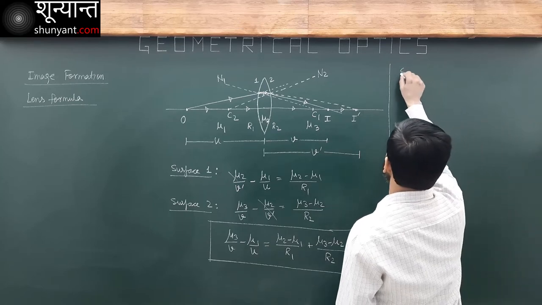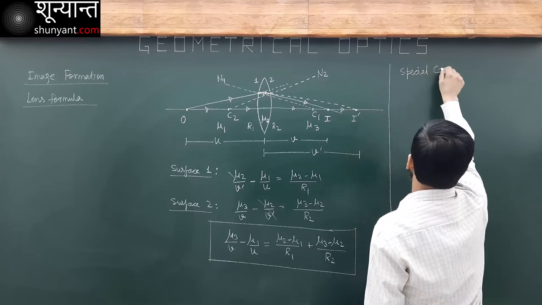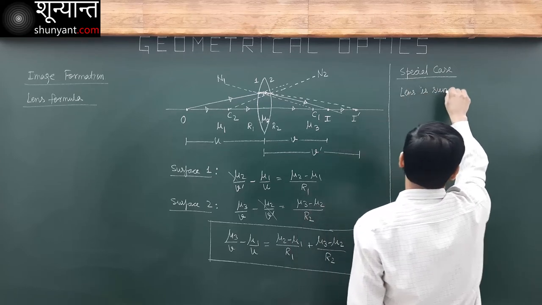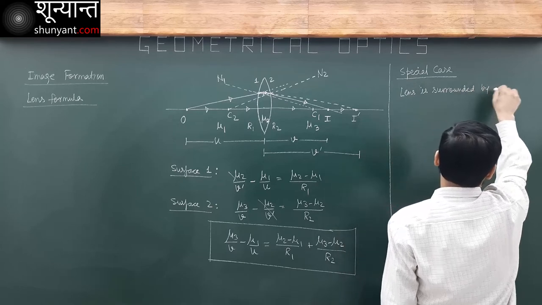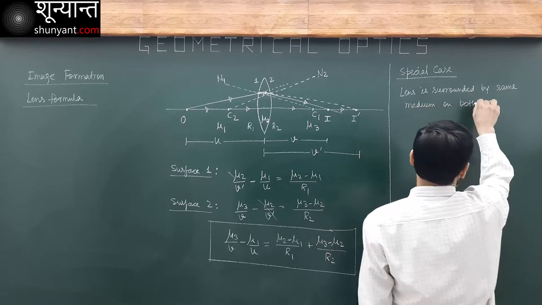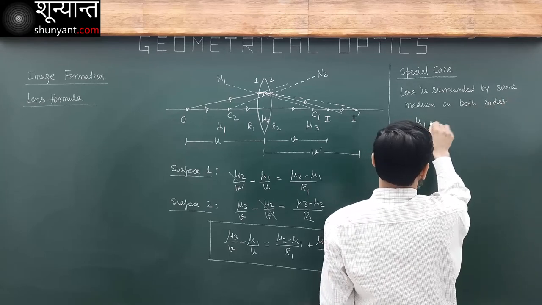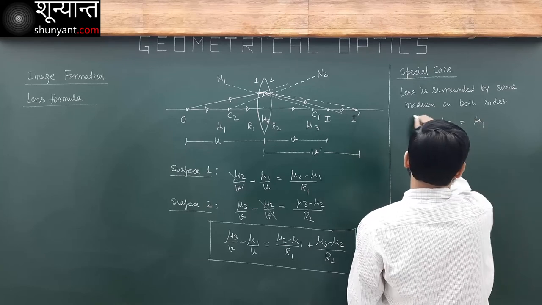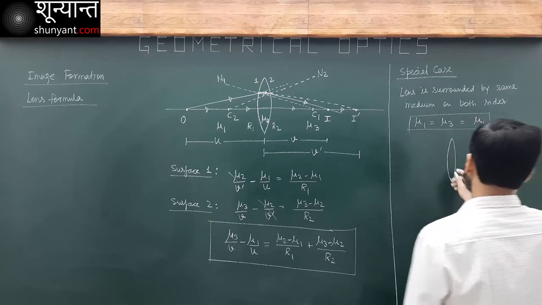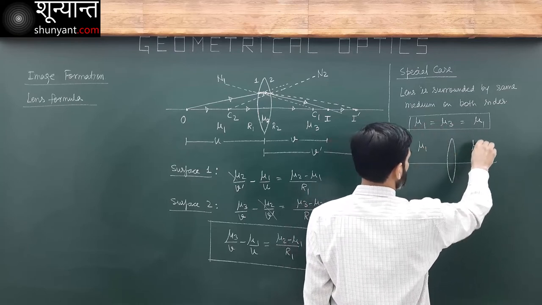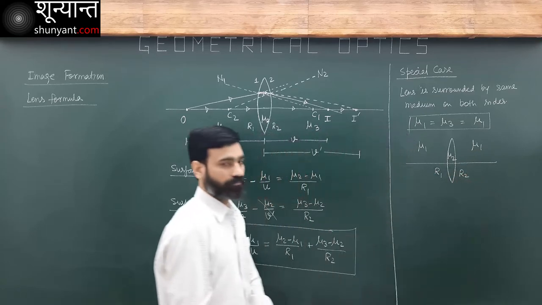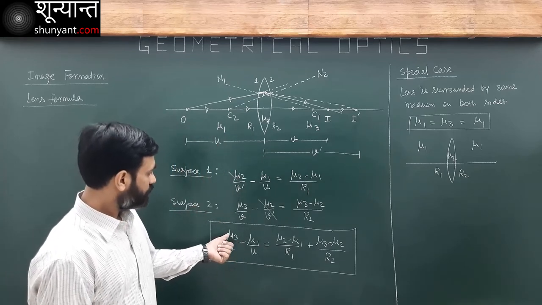Now, we are going to look at one special case. Special case: the lens is surrounded by the same medium on both sides. Mu 1 is equal to mu 3, let's say. Both are the same. So I have this lens. This is mu 1. Here also it is mu 1. And this is mu 2. The radii of both surfaces are r1 and r2.